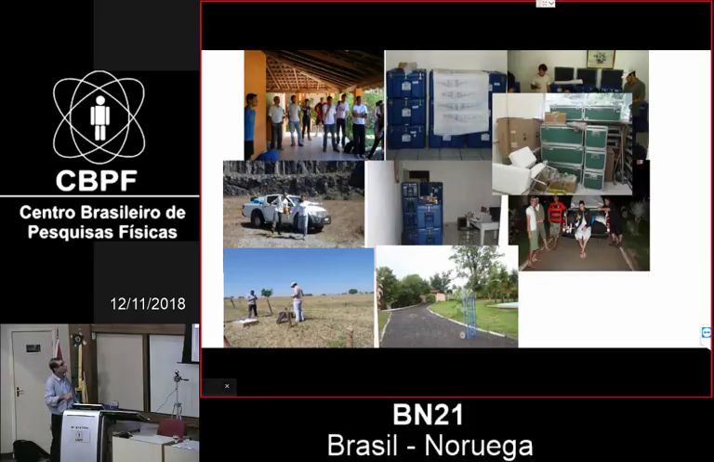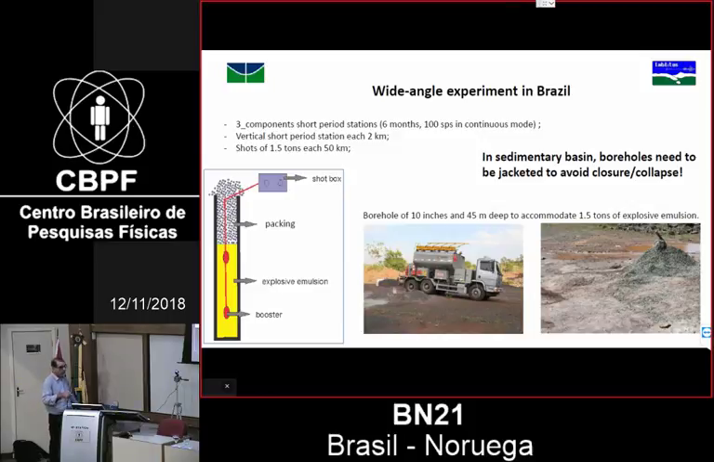Some views of the fieldwork, involving mainly students and technicians, but also people from the university and colleagues. You put the line of sensors, and you give a shot every 15 kilometers along the line. The shot is in a hole. We put an emulsion in the bottom part of it, and then we pack it with soil, and we used to shoot during the night. Most of the time we are working with 1.5 tons for the shot.